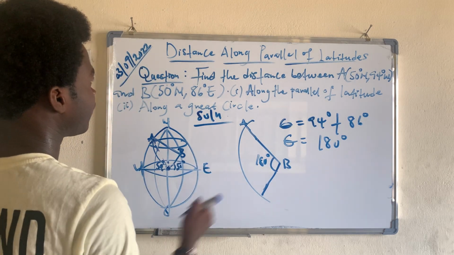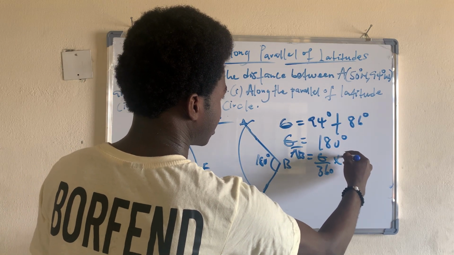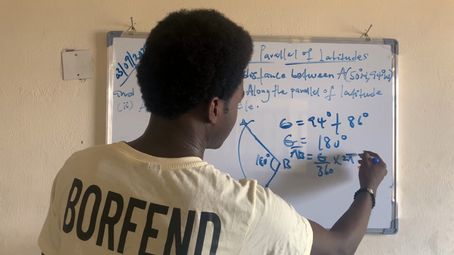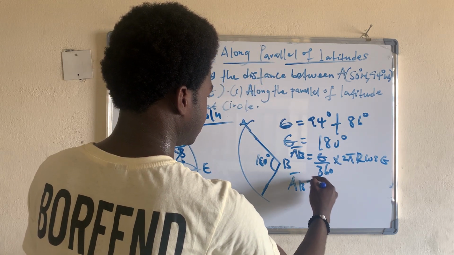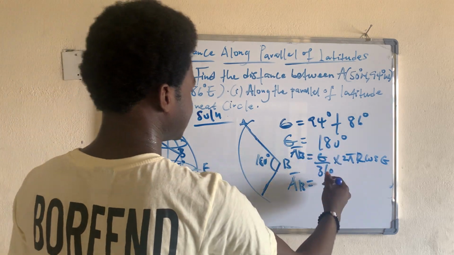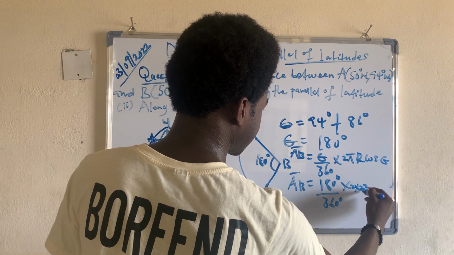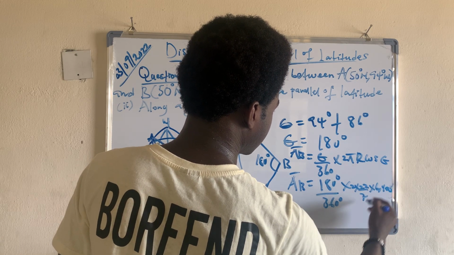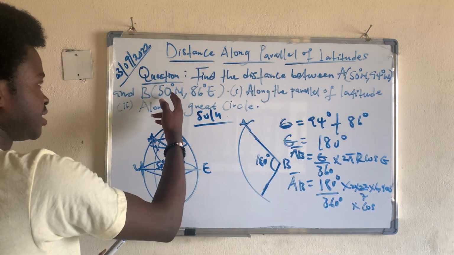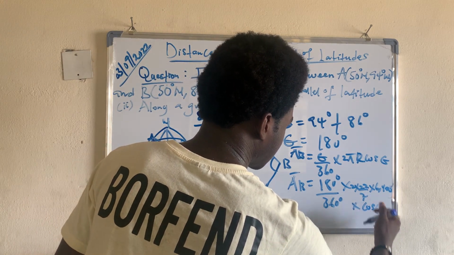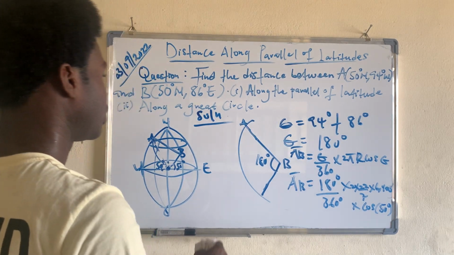So we can now find the distance by saying AB is theta over 360 times 2 pi r cos theta. So AB is equal to, theta is 180-degree, that's the angular difference, 180-degree over 360-degree times 2 times 22/7 times 6,400, multiplied by cos. Theta here is 50-degree. So this particular theta is 50-degree.